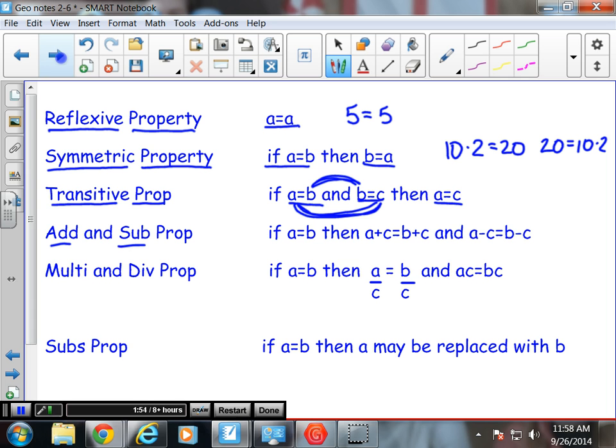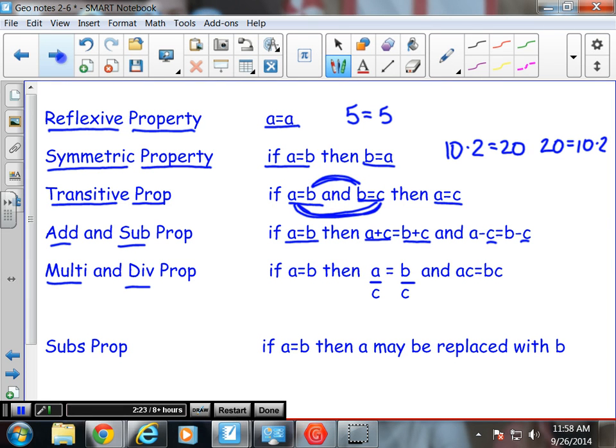Addition and subtraction property says whatever you do to one side, be it addition or subtraction, you have to do to the other side. So the addition and subtraction property, if A equals B, you can either add a C to both sides or subtract a C from both sides. It will still remain equal to each other. Once again, we're going to go through these pretty quick because you already know these. You've had them quite often.